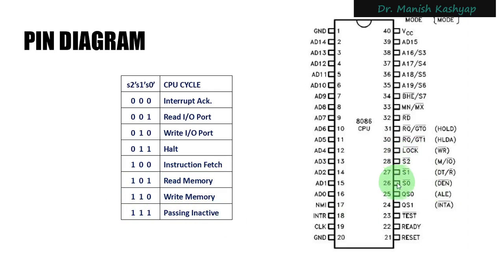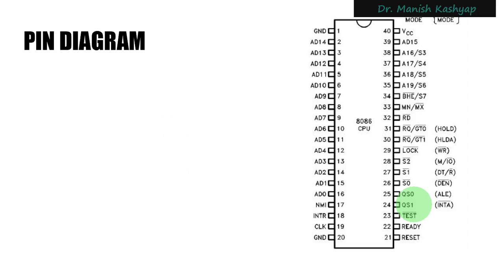So these three pins, S0, S1, and S2, are used to tell the status of what the microprocessor is doing in maximum mode at any given particular time. So these are the status pins, and you have to remember these statuses. Now, after these status pins, you have got the status of the queue, which will be given on the pins QS0 and QS1. These QS0 and QS1 will tell you the status of the instruction queue that we already have, which is of 6 bytes.